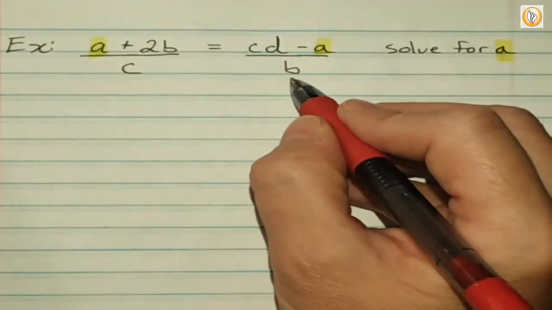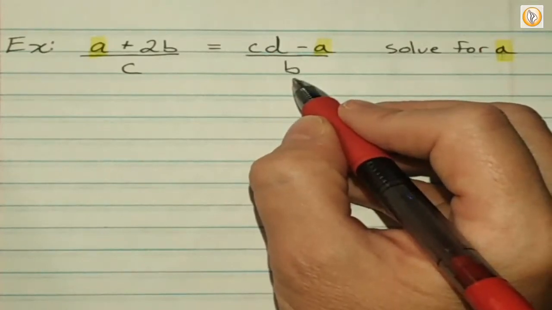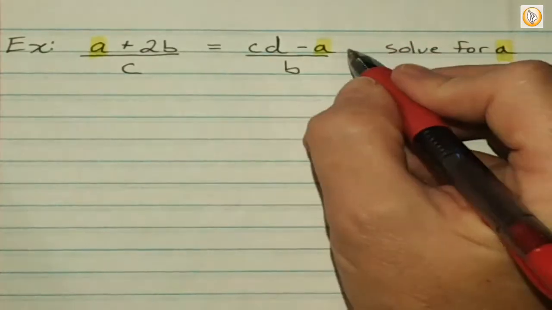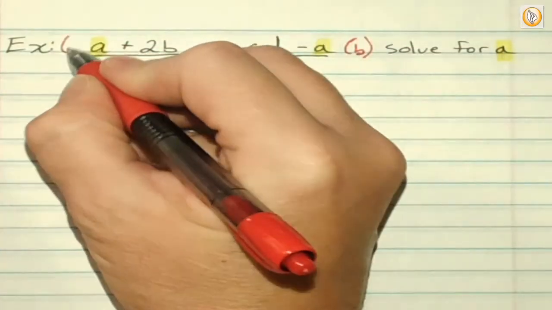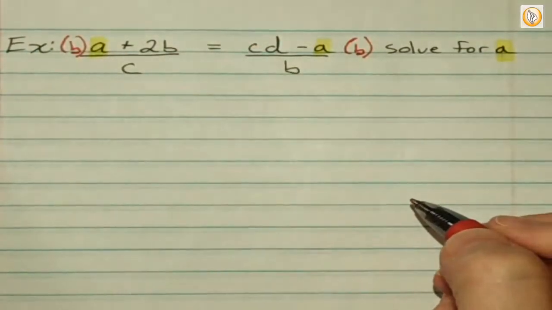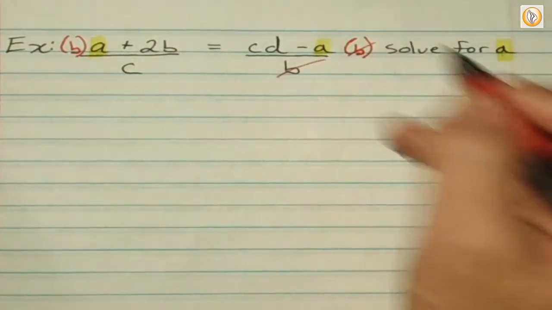All right. So Michael, this is dividing. So what do we need to do to both sides? Multiply. By b. We're going to multiply this side by b and this side by b. Now watch what I do before you write. Watch what I do. I'm crossing this out.